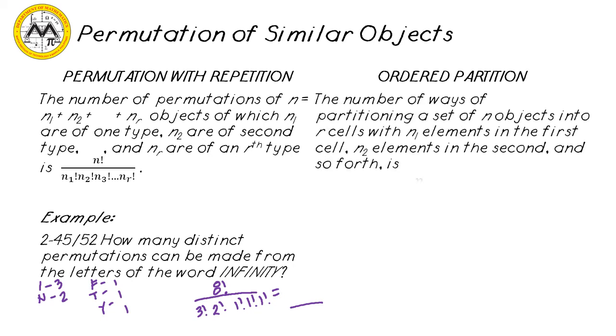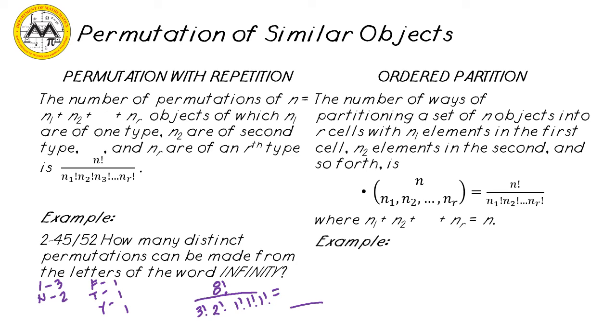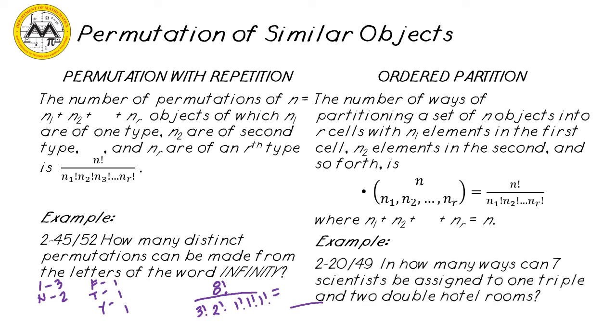In partitioning, if you want to partition n into subgroups of sizes n1, n2, up to nr, where n1 plus n2 plus n3 up to nr is equal to n, the number of permutations would be n factorial over n1 factorial, n2 factorial, and so on. As an example, if you want to divide 7 into a triple and 2 doubles, how many permutations can be formed? That would be 7 factorial over 3 factorial, 2 factorial, and 2 factorial. That is dividing 7 into 1 triple and 2 doubles, double 1 and double 2. So you can evaluate this.